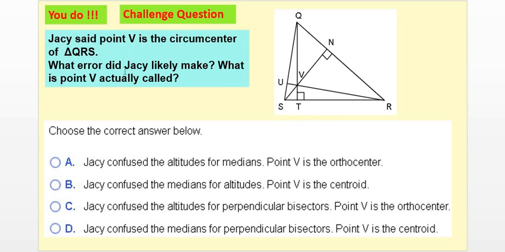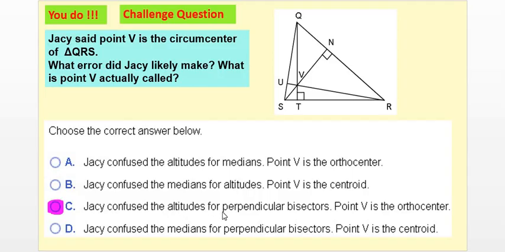What error did JC likely make? What is point V actually called? So you have been given 4 options here. Better pause the video here, read each option carefully and decide which option is the correct one. Here is the correct option.